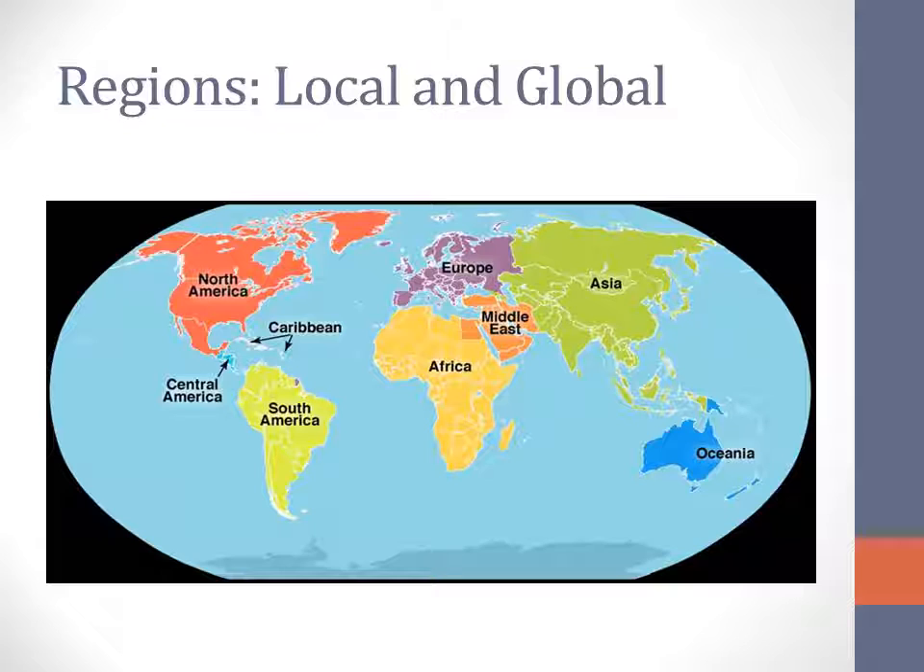This map places Washington, D.C. in the region of North America. So already we've located D.C. within the mid-Atlantic. We've located it in North America. What other regions is the District of Columbia in?